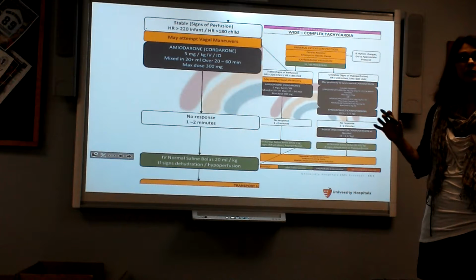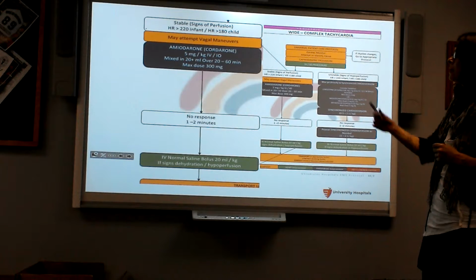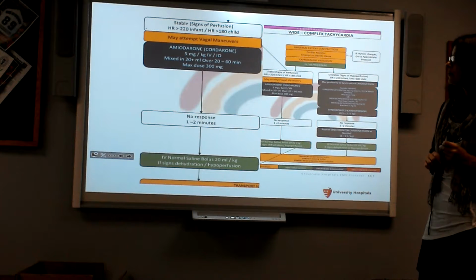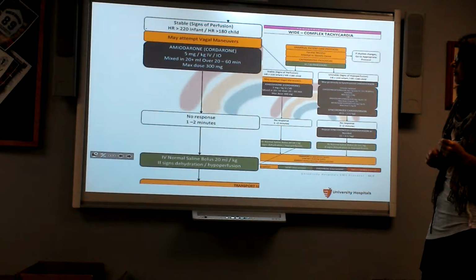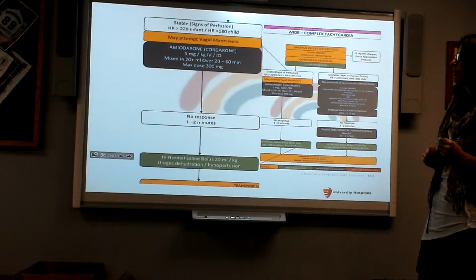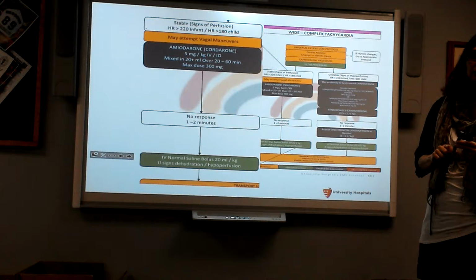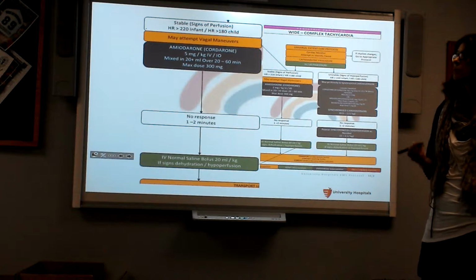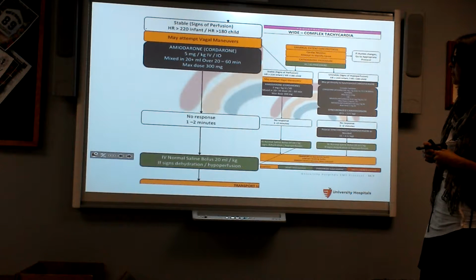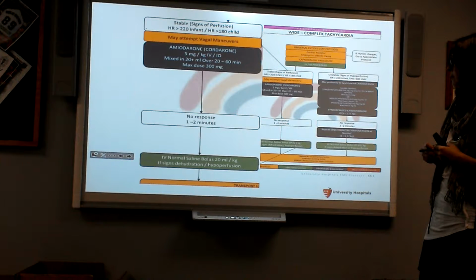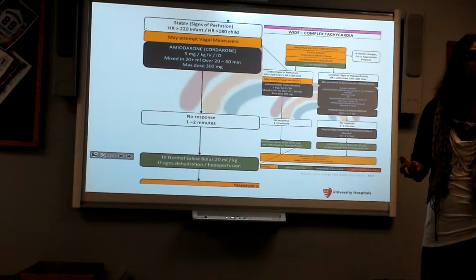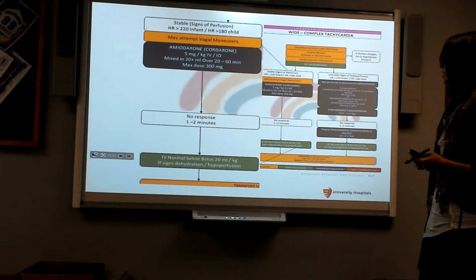She's 4, so we can't do that. Bear down to see. And then we're going to give amiodarone. You get 5 milligrams per kilogram. Max dose is 300. You're going to mix this because the patient does still have a pulse, so it's going to be over 20 to 60 minutes. Child is stable. You're also going to give fluid in case maybe they're dehydrated.